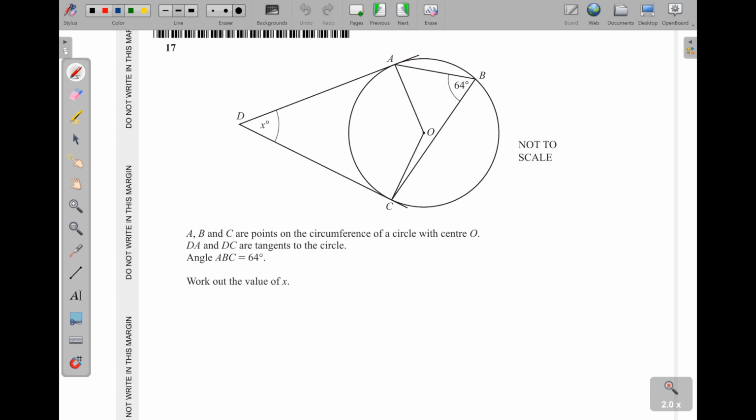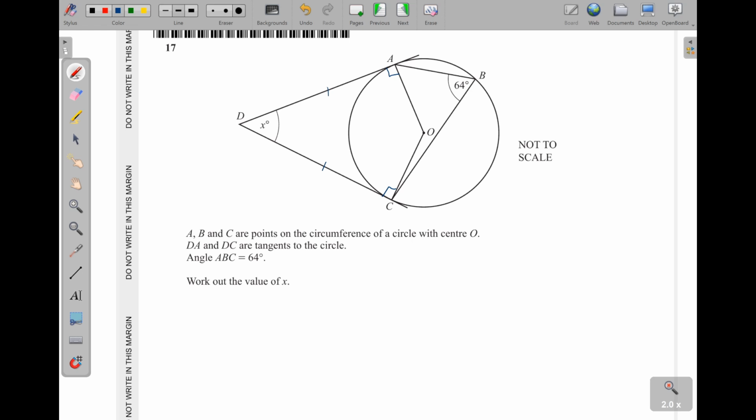Question 17. A, B, and C are points on the circumference of a circle with center O. DA and DC are tangents to the circle. Now, tangents which intersect outside the circle are always equal in length. Okay? AD is therefore equal to DC. Then the angle between the radius and the tangent is always 90 degrees. So this one is 90 and also this one is 90. Then angle ABC is equal to 64. Then work out the value of x.